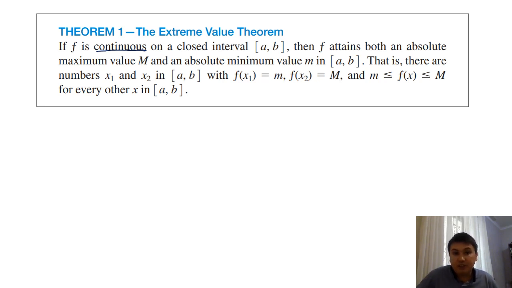It says, if my function is continuous on a closed interval, so what I mean by closed is both ends are included, right? I have square brackets. Then f attains both absolute maximum and absolute minimum. So we can guarantee this with these two conditions. I need continuity, and I need it to be on a closed, bounded interval. Then we can guarantee the existence of both minimum and maximum.